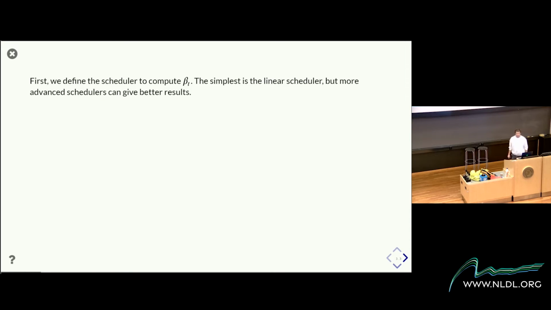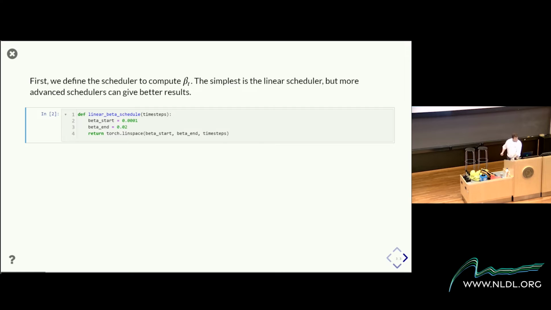Okay, so the thing that we need to do now is to define a scheduler to compute this beta t, because once we have it, we can obtain all our samples just like this in one shot. So the simple thing that we can do, as I said, is to just use a linear scheduler, but more advanced schedulers, of course, can be used, and usually they give a better result.